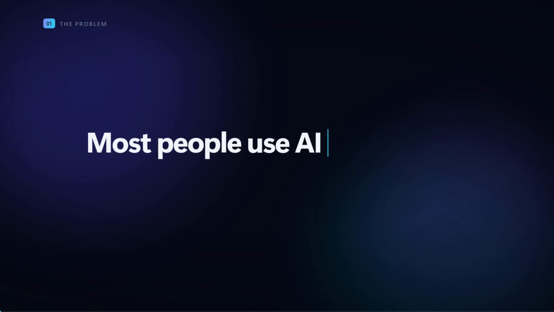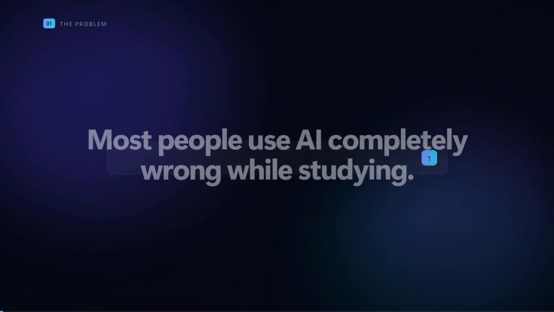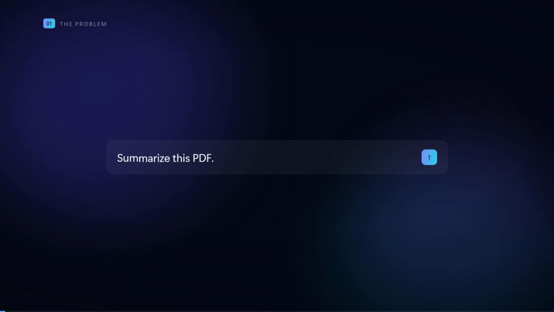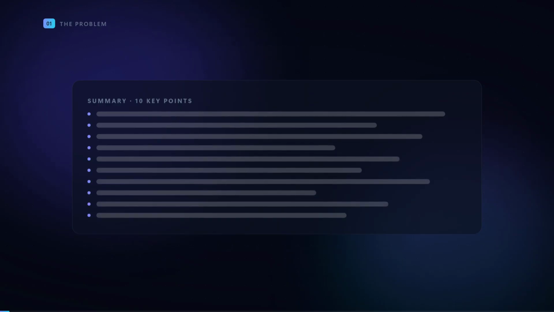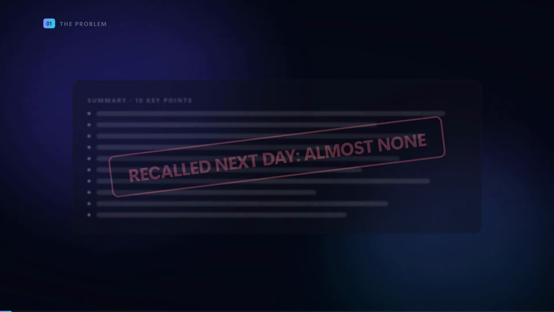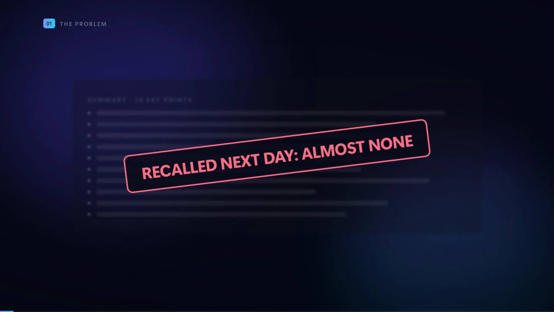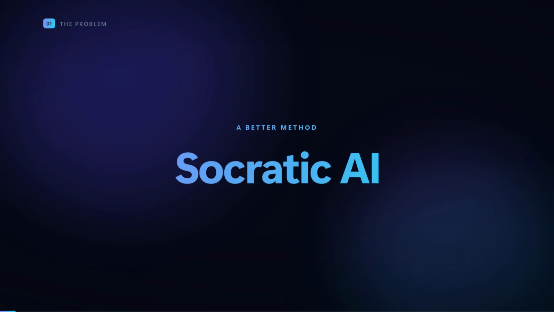Most people use AI completely wrong while studying. They upload a PDF and they type, "Summarize this PDF." The AI gives them 10 neat bullet points. They read those bullet points, feel intelligent for 5 minutes, and remember almost nothing the next day. Today I'll show you a much better method, Socratic AI.